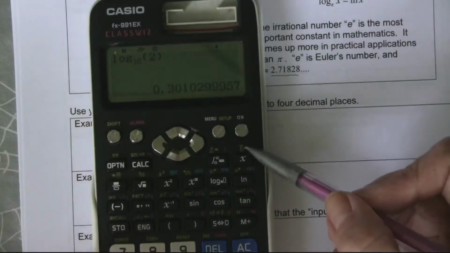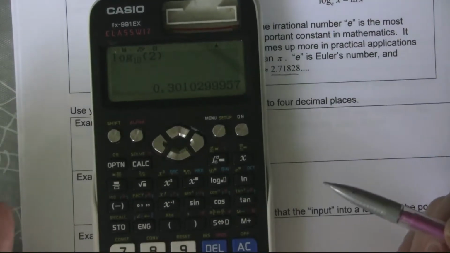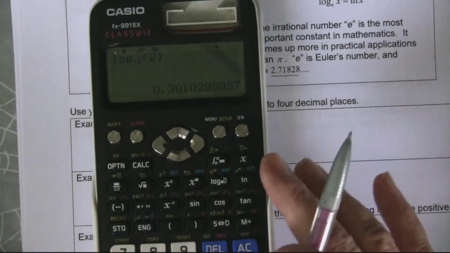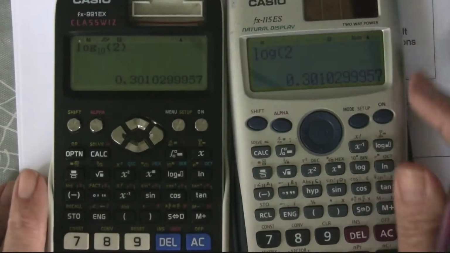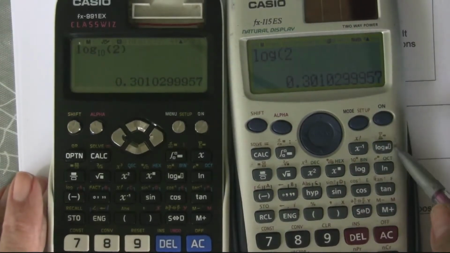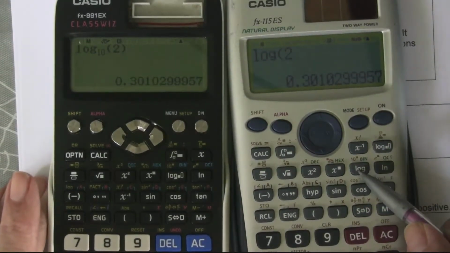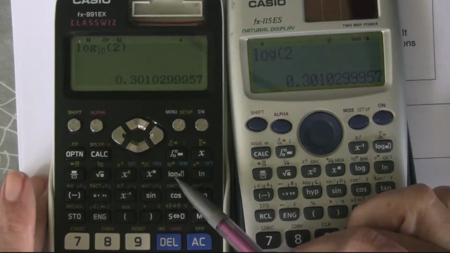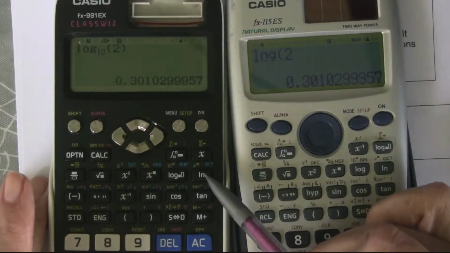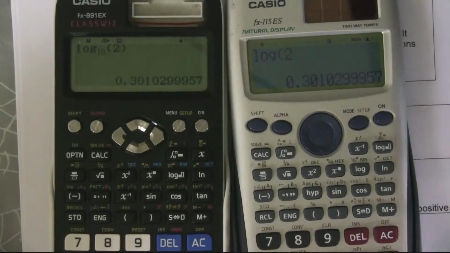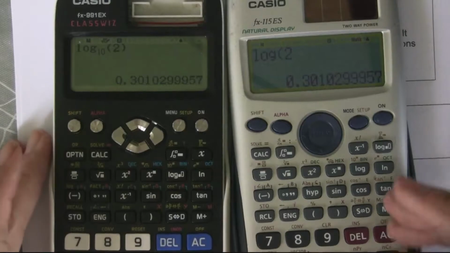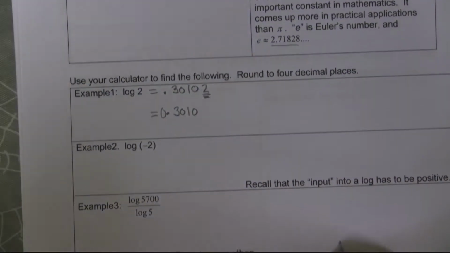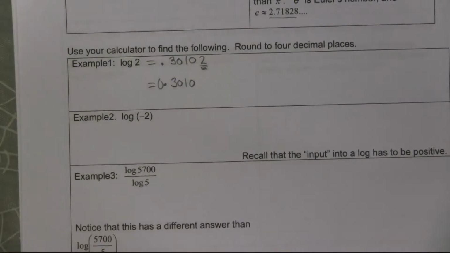0.3010. So on this calculator, I had to know that log without anything is base 10. On this calculator, I can just see, oh, it has all three logs: any base log, log base 10, log base E. This one only has any base log and log base E. It doesn't have the log base 10. I don't know why. And then the next one here is log of -2.